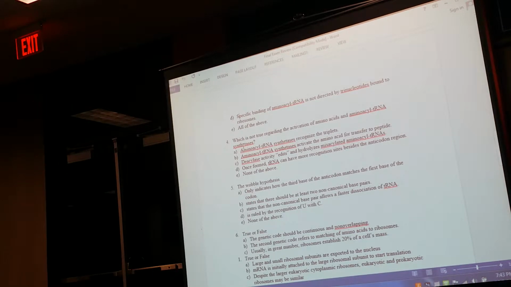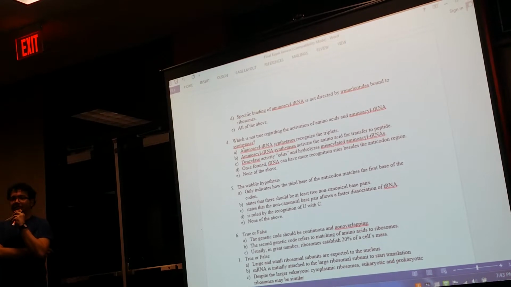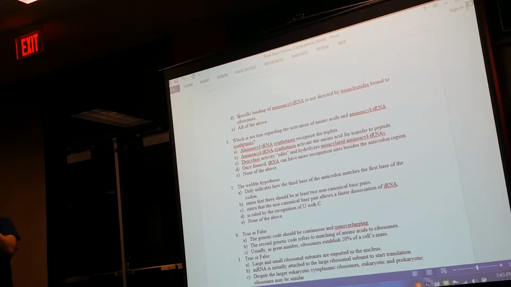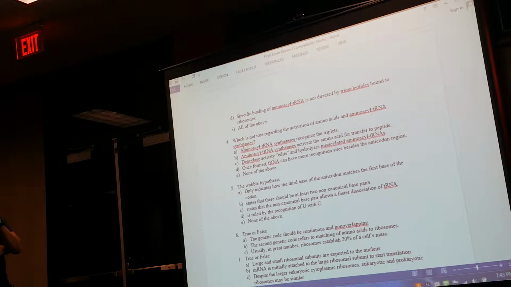Large and small ribosomal subunits are exported from the nucleus. We remember that the subunits are made up of rRNA, right? And rRNA comes from what? How is rRNA made? It's transcribed like mRNA, correct? And transcription occurs where in the cell? In the nucleus. So yes, the large and small subunits are exported from the nucleus.